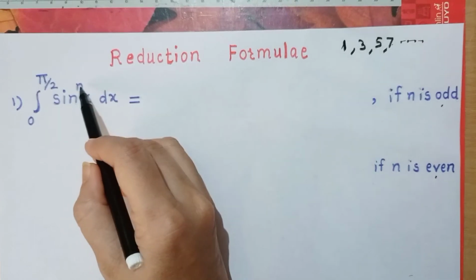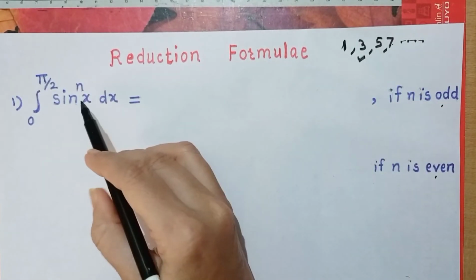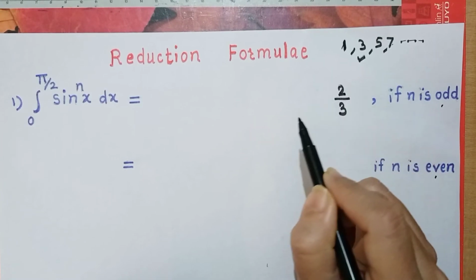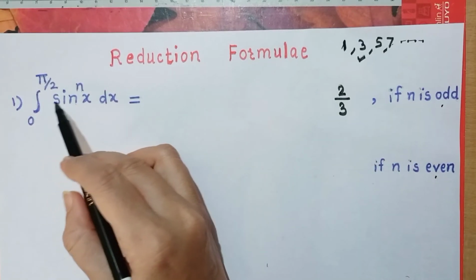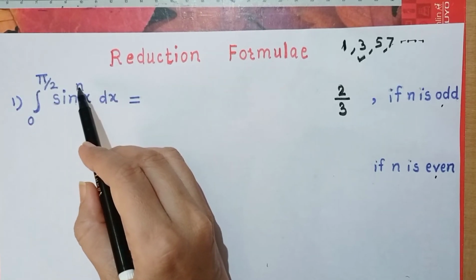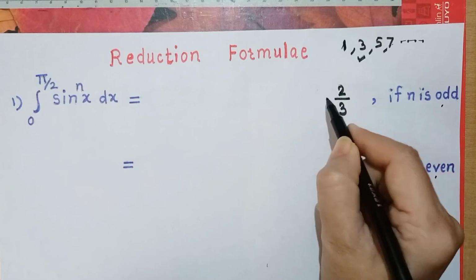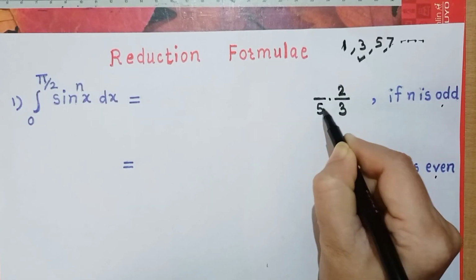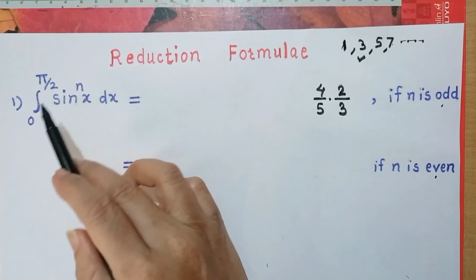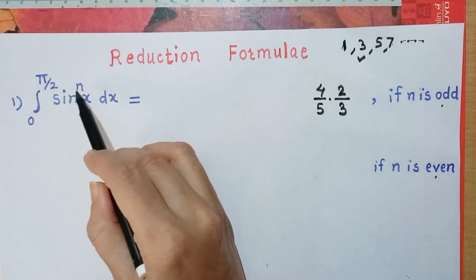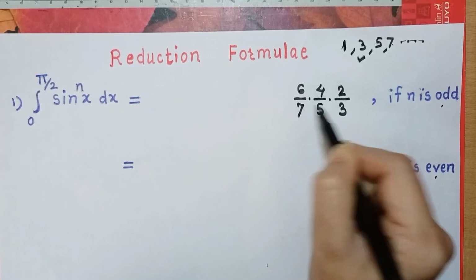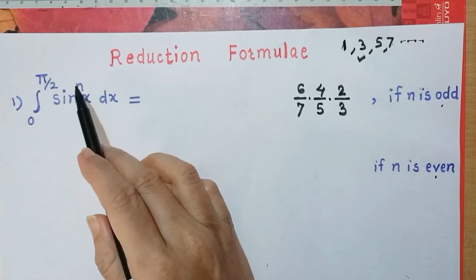But if the value of n is 3, then in this case you have to write here 3, and the upside number will be 1 less, that means 2 upon 3. This is the answer of integration of sine cube x from 0 to pi by 2. If the value of n is 5, then write down this as it is, and again multiply by 5, with the number 1 less upside. So this is the answer of sine of x raised to 5 from 0 to pi by 2. If the value of n is 7, an odd number we are taking, then the numerator will be 6. This is the answer of sine of x raised to 7.